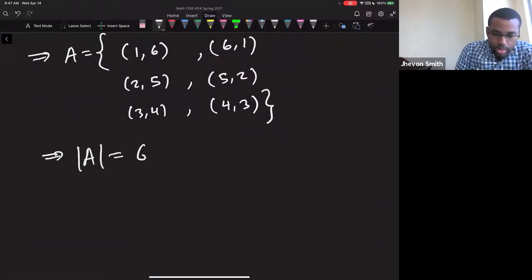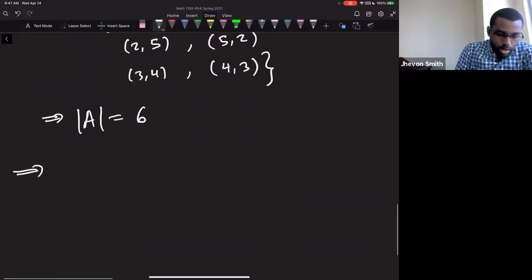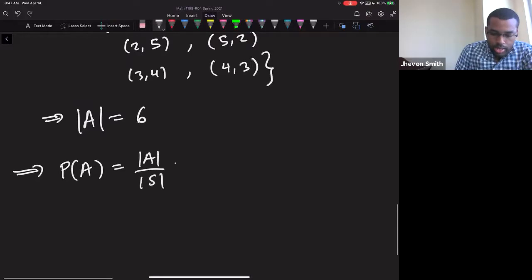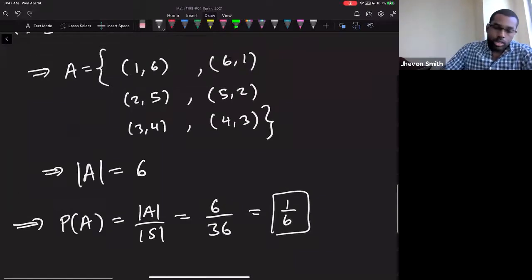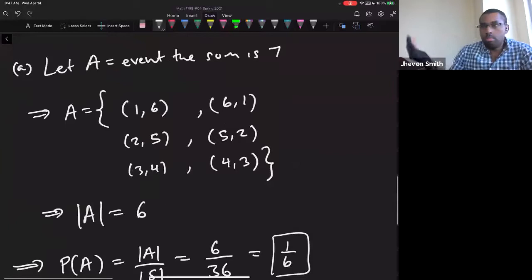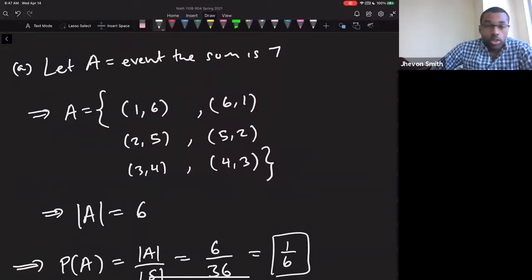And so now this means the size of A is 6. This means that the probability of A is the size of A over the size of S. 6 over 36 equals 1/6. We got that already last time with the table, right? So this is another way you could have written it out. A student who did it this way would have gotten full credit, just like the student who drew the table. But of course, the table is more general here because I can draw one table and find all the answers. Here, if you're enumerating, it's a little bit less efficient because you'd have to list everything out that you want.